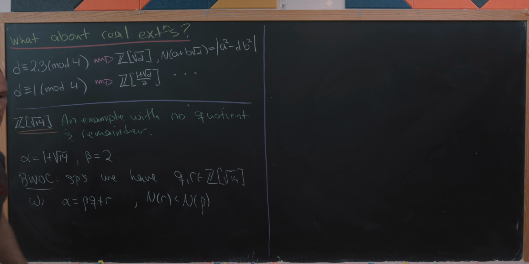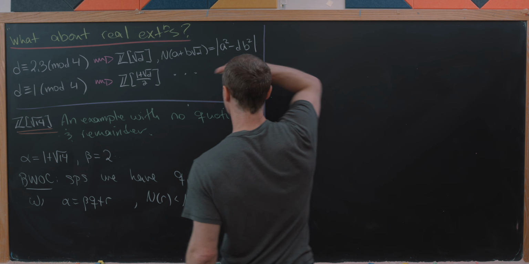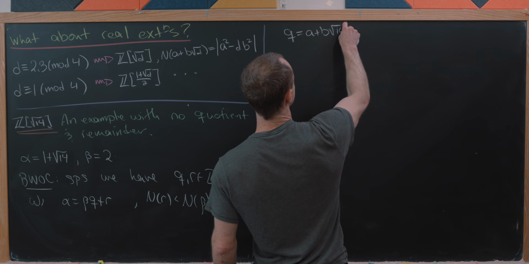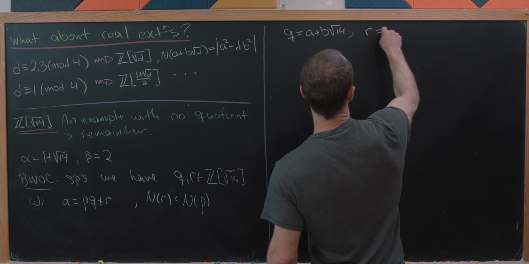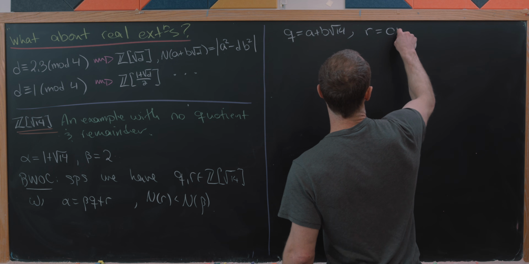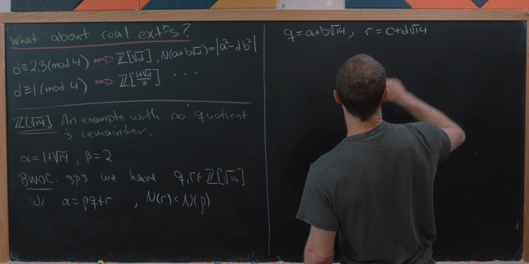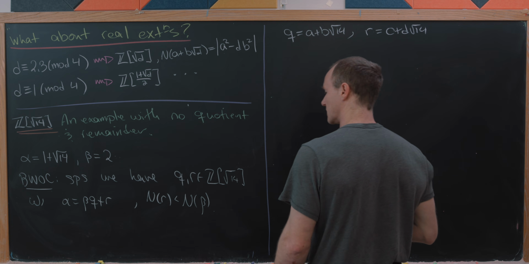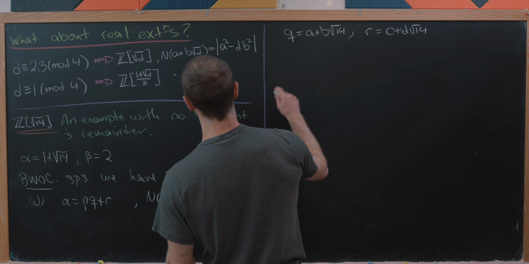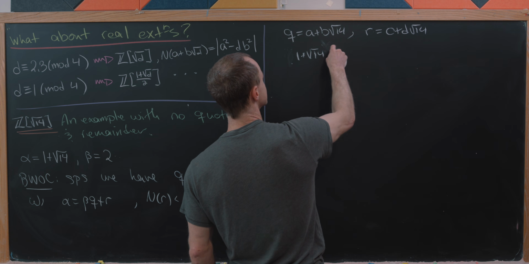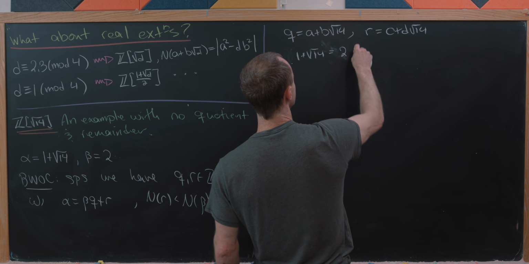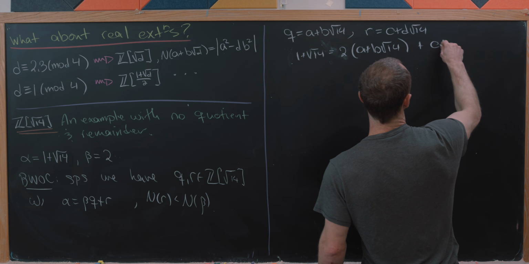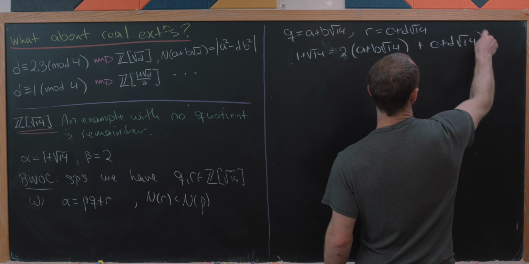Okay, so now let's just introduce a little bit of notation here. Let's take Q and write it as A plus B times the square root of 14. And let's take R and write it as C plus D times the square root of 14. And observe that our equation over here, alpha equals beta Q plus R, now turns into 1 plus the square root of 14 equals 2 times (A plus B root 14) plus (C plus D root 14).